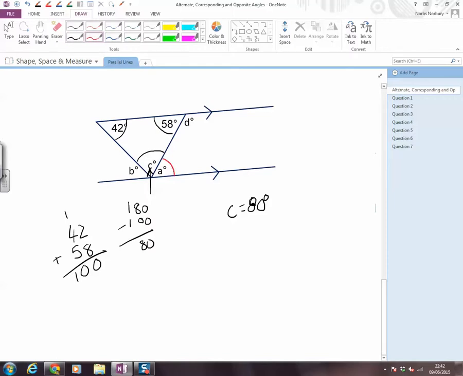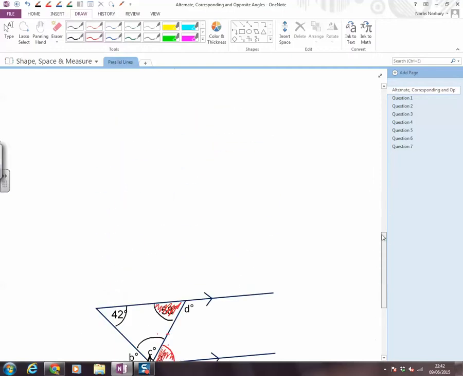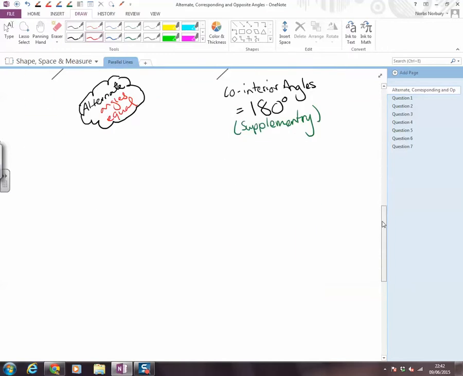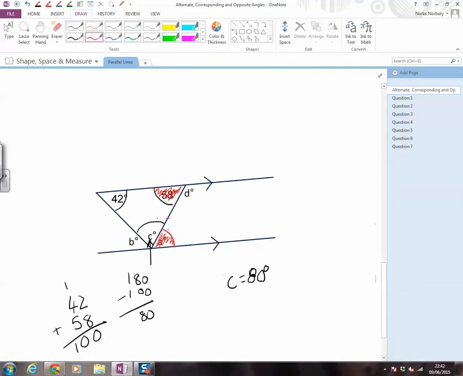Well, what about A? Can we work out A? Well, yes we can, because A and C lie on the opposite side of this line. And if we go up to here, these two lie on the opposite side of that line, so they're alternate angles. And as we know, alternate angles are equal, so that means that A equals 58 degrees. Now let's have a look. Could we say that these two are on the opposite of that one? Well, yes, we can. So B is again alternate and is 42 degrees.